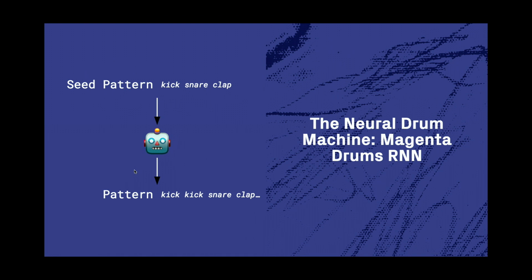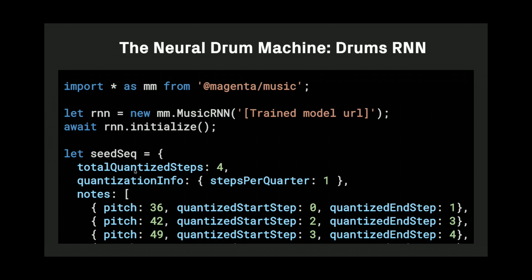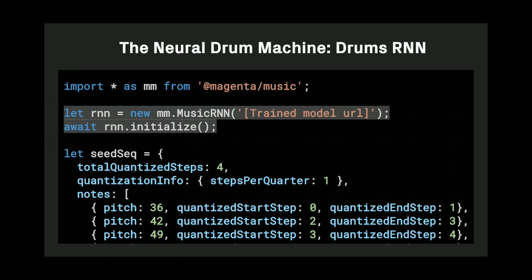This is powered by another Magenta model called the drums RNN, which is very, very similar to the improv RNN. It just takes a seed pattern of what drums you want to begin with and generates the continuation for that. And on the code level, it also looks pretty similar to the melody example. It's actually the exact same API. You just still make a music RNN, give it the URL to a pre-trained drum model.